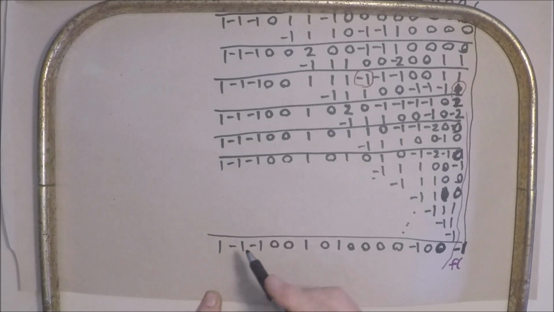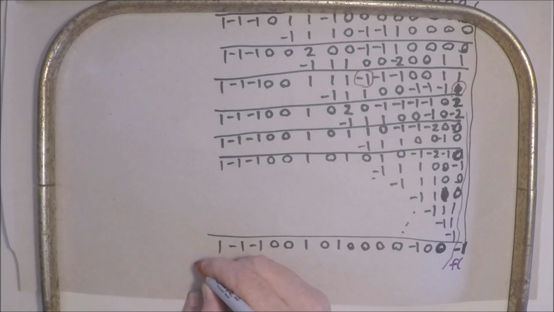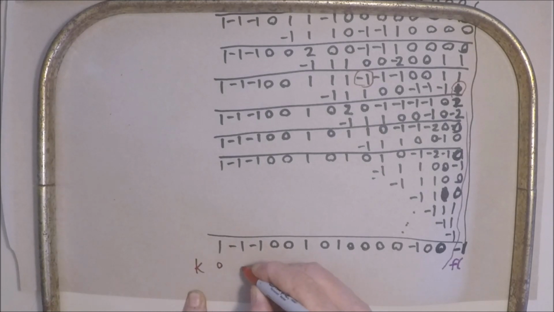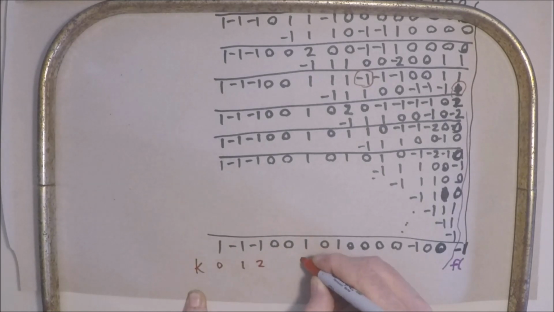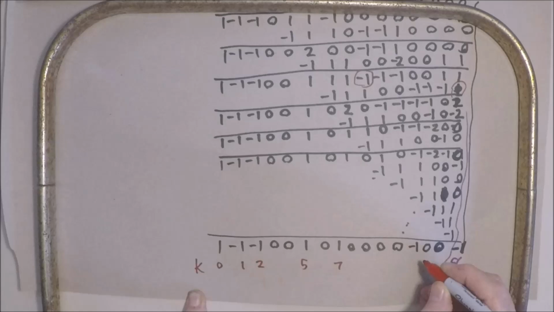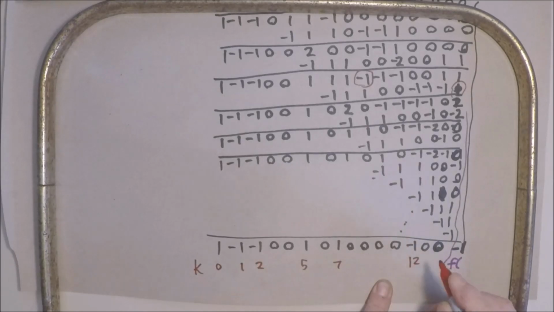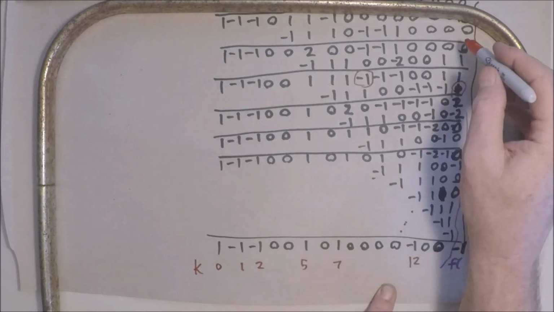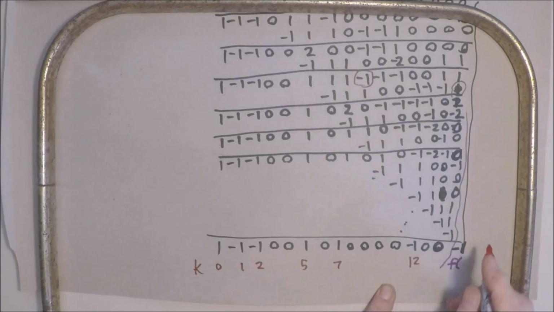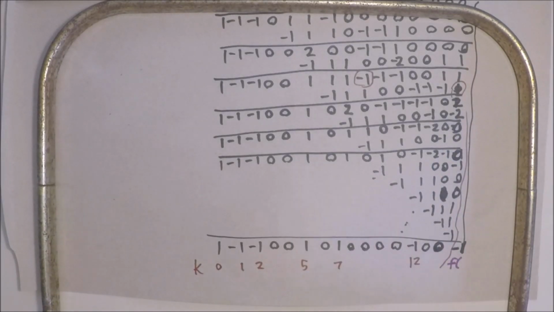That gives us a sequence where our non-zero values are occurring at k equals 0, 1, 2, 3, 4, 5, 6, 7, 8, 9, 10, 11, 12, 13, 14, and if we had added a column here, we would get -1 for k equals 15.